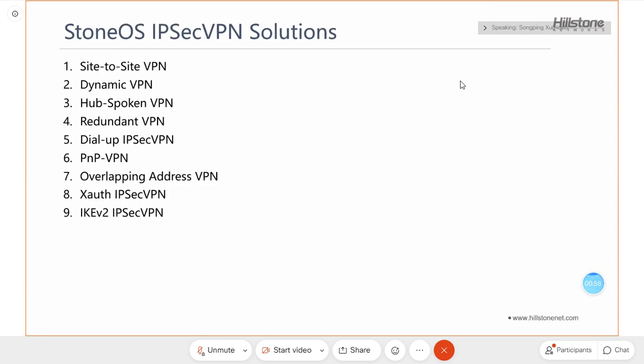For the IPsec VPN, we can use the IPsec protocol to support different user scenarios, including the site-to-site IPsec, the dynamic IPsec VPN, the hub-spoke, redundant VPN, the dial-up IPsec, the plug-and-play VPN, and overlapping address for the VPN scenario, and also the IKEv2 IPsec. All those can be supported in the Hillstone NG firewall.